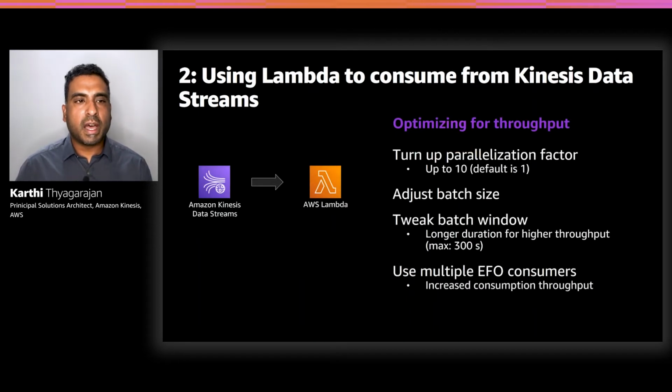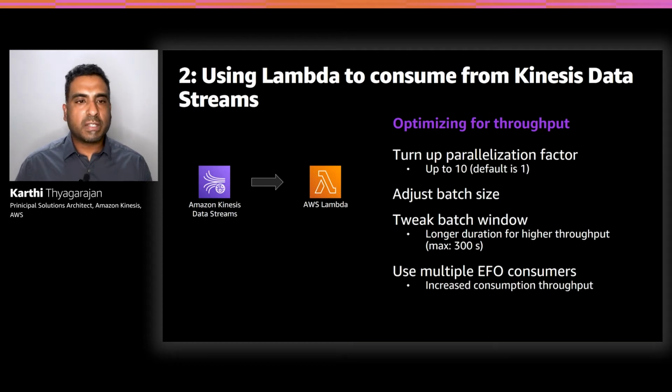Let's first look at the knobs that we can tweak to optimize for throughput. As I mentioned on the previous slide, the Kinesis Lambda integration maps each shard to an instance of your Lambda function by default. Now, if you notice that you need more consumption or processing power, if that ends up being the bottleneck, then you can turn to something known as the parallelization factor. By default, the parallelization factor is 1. You can turn it all the way up to 10.